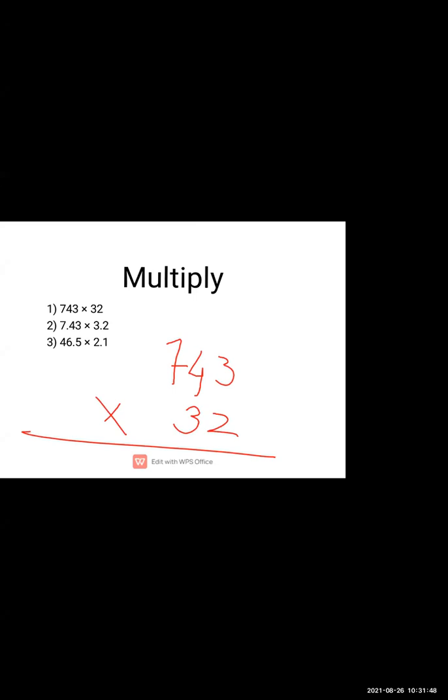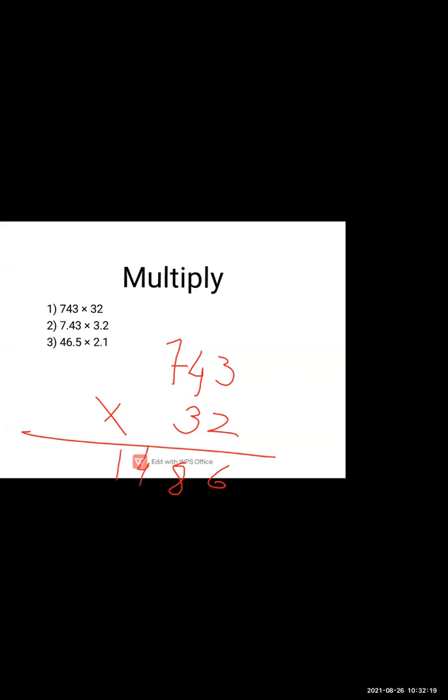Come on, write down in the chat box. 2 threes are. Yes, 2 threes are 6. 2 fours are 8. 2 sevens are very good, 14.